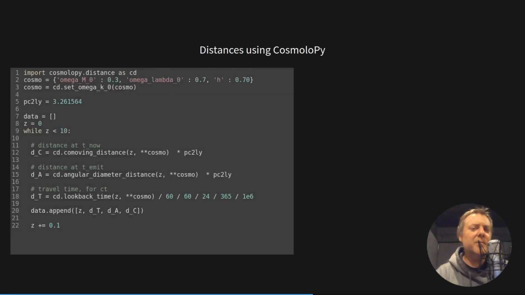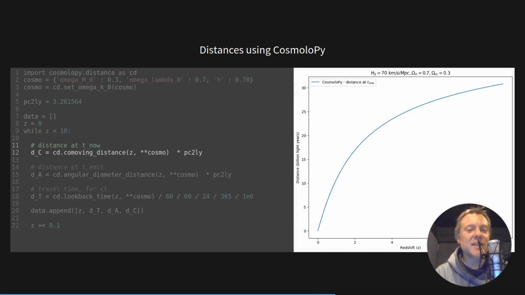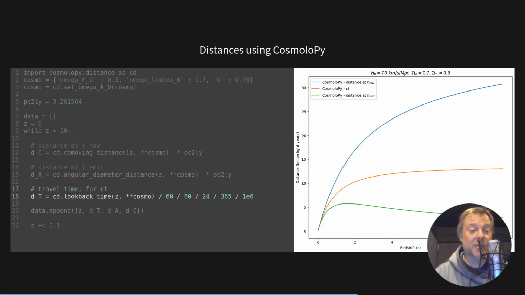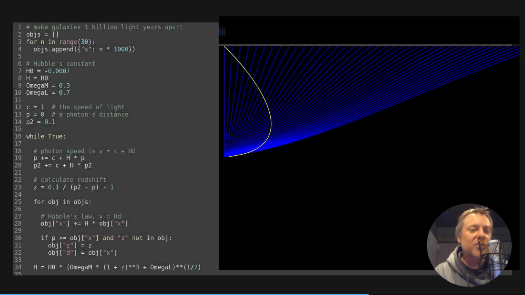So let's compare our model to something more official, like cosmology. So we'll take a range of z's, and for each z we'll calculate the distance at t now using the co-moving distance function, the distance at t emit using the angular diameter distance, and the travel time using the look-back time function. And here we have the data.